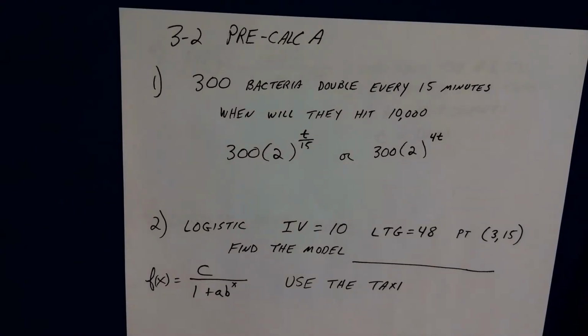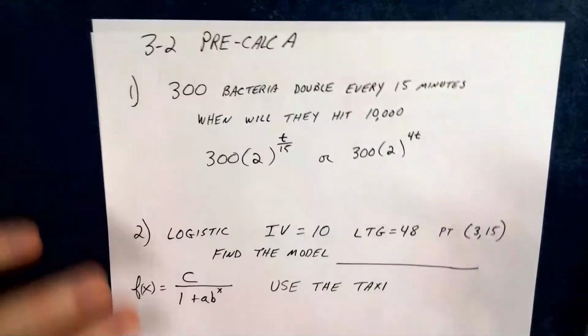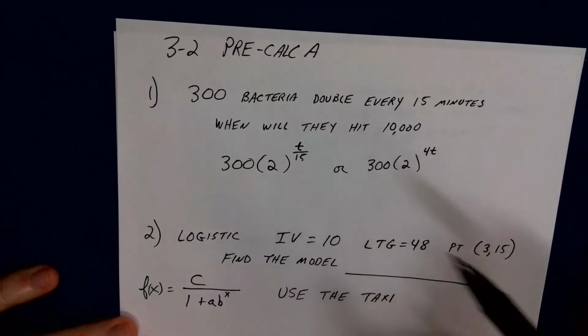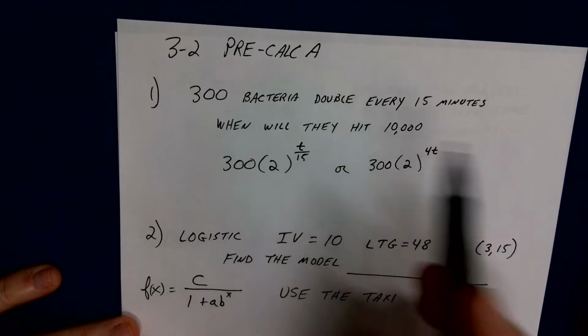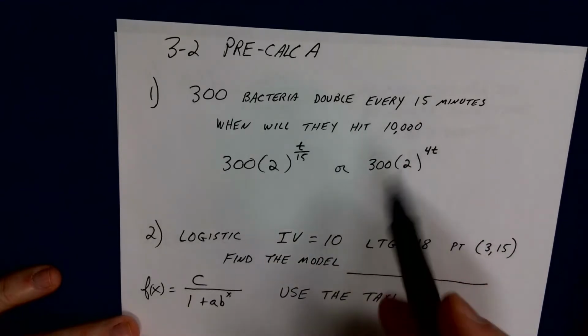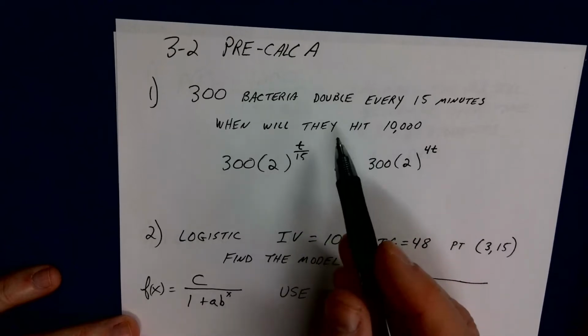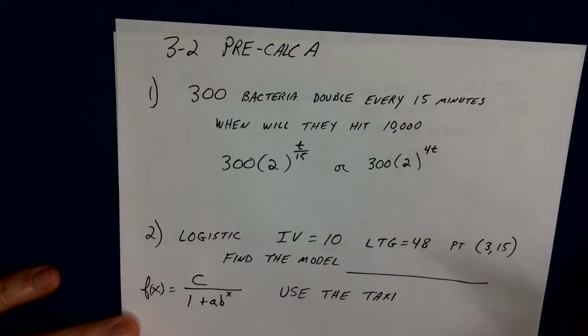We're going to work and talk a little bit more on exponential problems, get in some specifics on logistics, and go from there today. Hopefully this will go wonderfully well for you. We're going to start with this problem right here. I got 300 bacteria, and it's growing, doubling about every 15 minutes. We want to know when that population will hit 10,000 total bacteria.